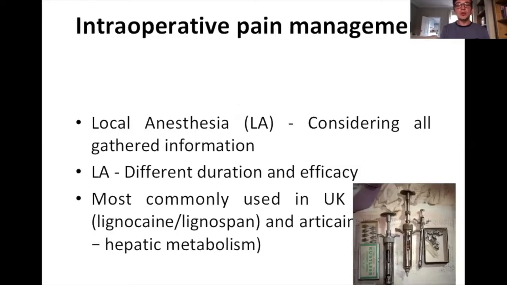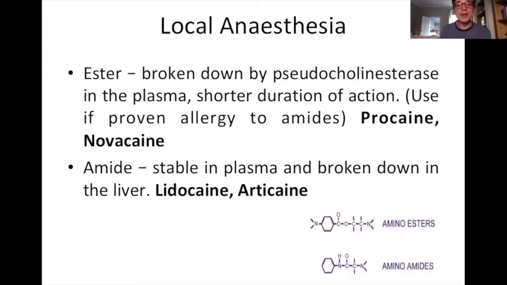Now let's talk about local anesthetic. Local anesthetic is a type of intraoperative pain management, and they have different duration and efficacy. And obviously, mostly we use Lidocaine, but there are others on the market as well that you can use. There are two main groups, which are ester and amide, and basically one of them has a shorter duration than the other and is broken down in the liver, but the other ones are more stable and broken down in the plasma.